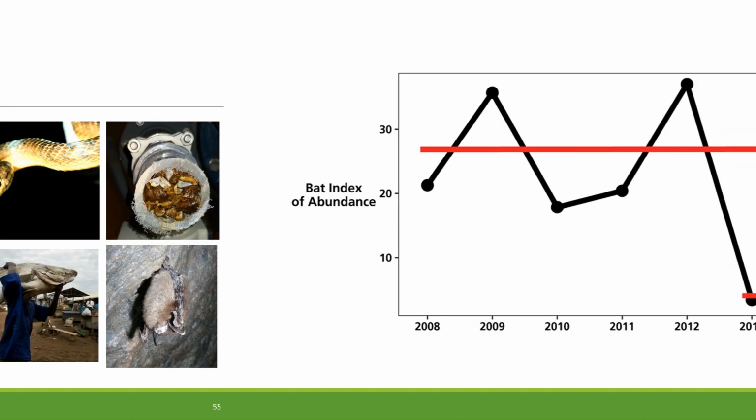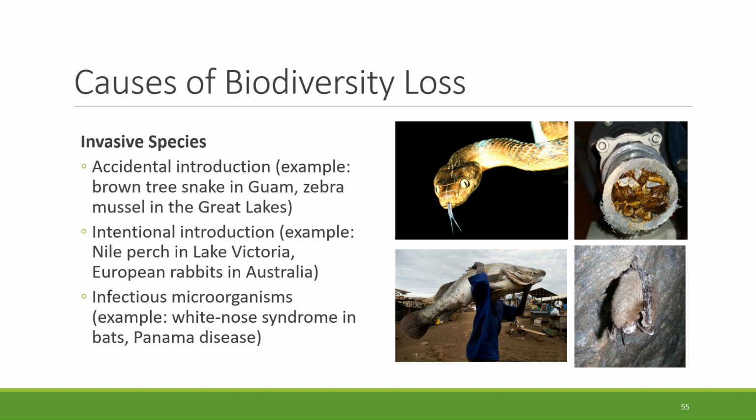And another example of an invasive infectious microorganism that we mentioned previously is Panama disease, which is the fungus that wiped out the Gros Michel banana. It originated in Southeast Asia, but human activity transported it all over different parts of the globe where bananas are grown, which basically sealed the fate of the Gros Michel banana.